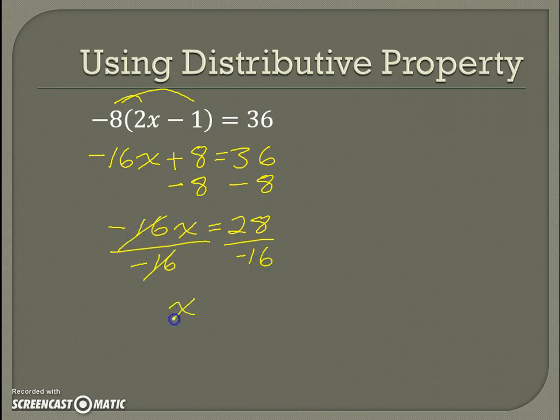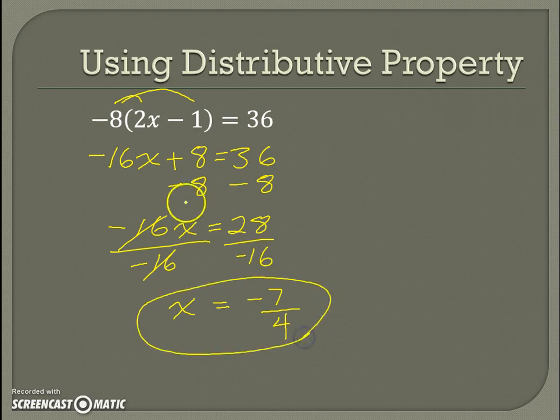And I'm left with x equals, don't be afraid of fractions. Both of these are divisible by 4. So that is 7/4, and then don't forget the negative. So it's negative 7/4. And you could substitute that back in and double check and make sure that that is okay.